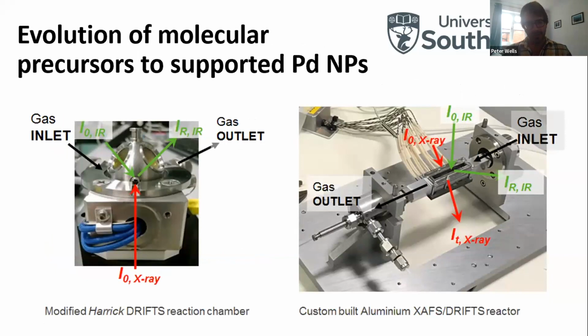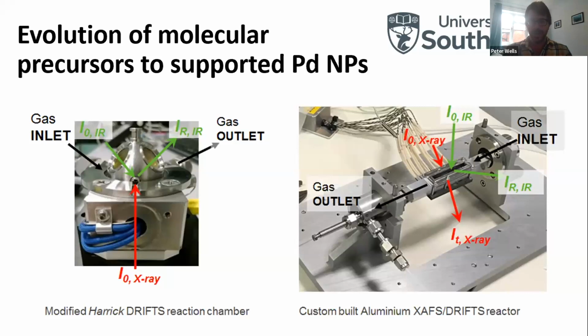So when we think about that process of going from a molecular precursor all the way to a supported particle, you can use IR to look at the functional groups of the ligands adsorbed to your precursor, and you can use X-ray absorption spectroscopy to follow the metal speciation and that genesis of nanoparticles. So we thought this would be a really good method.